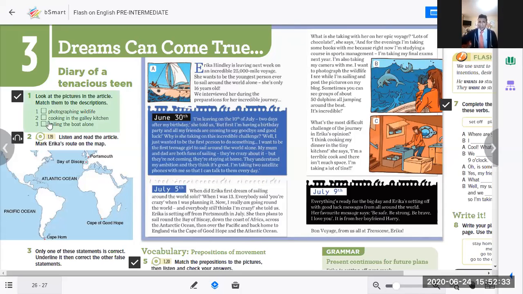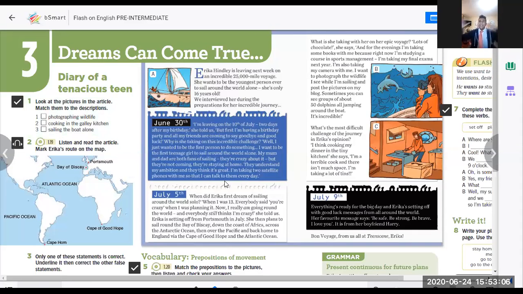So here, in number 1, we have 3 sentences, and here we have 3 pictures, letter A, letter B, and letter C. For example, number one, photographing wildlife. What image is photographing wildlife? What letter? Letter A, B, or C? Letter B. Excellent, Pamela. Excellent. Letter B. Photographing wildlife.